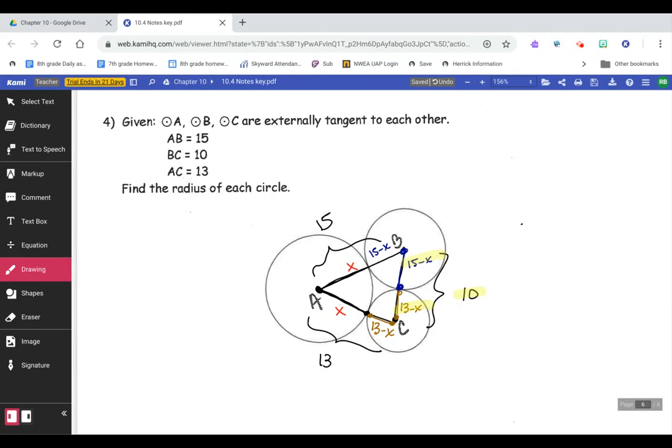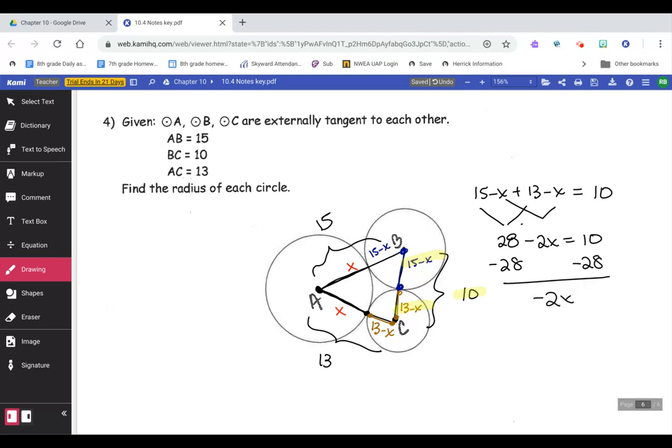So let's put it all together. If we had 15 minus X plus the 13 minus X, it's supposed to equal the whole line, which is supposed to be 10. Let's see if that works. 15 and 13 is going to be 28. Negative X and negative X is going to be negative 2X. That's going to equal 10. Let's subtract the 28, and we get negative 2X is equal to negative 18. Divide by negative 2, and we get X is equal to 9.